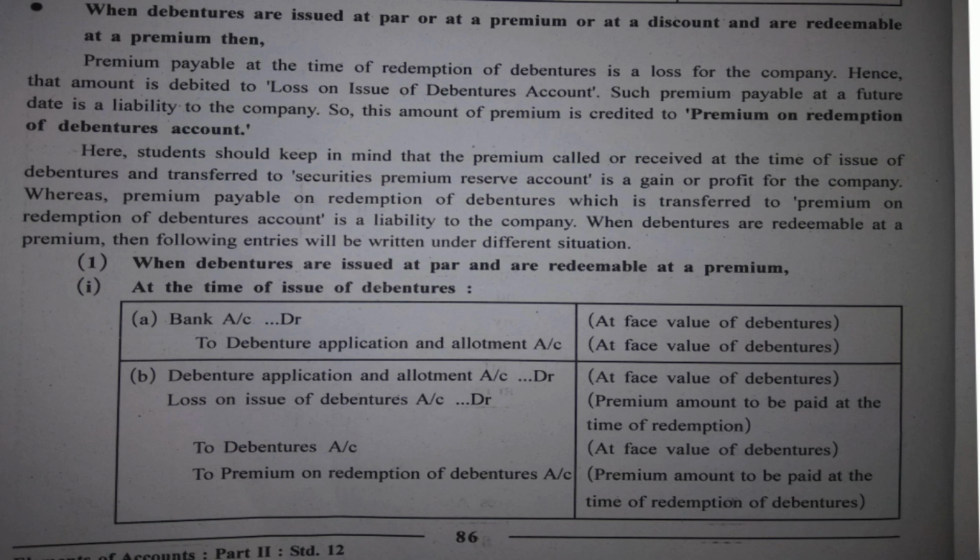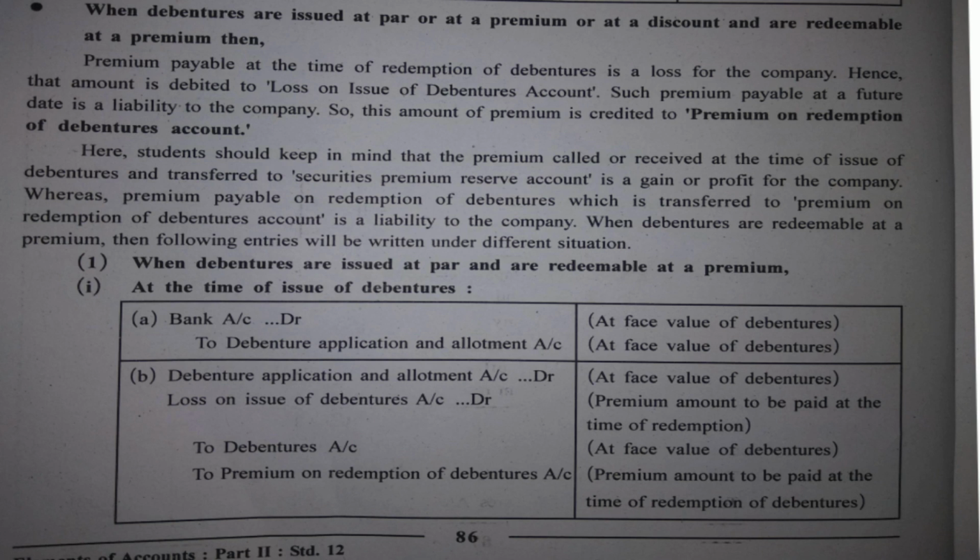You obviously know the meaning of the word redemption. It is the return of the amount of debentures to debenture holders, because debenture is a liability of the company and debenture holders are creditors of the company. So this situation says that the debentures are issued at par and are redeemable at premium. That means the amount received is the face value, and it will be returned along with premium. That is what they are trying to say.